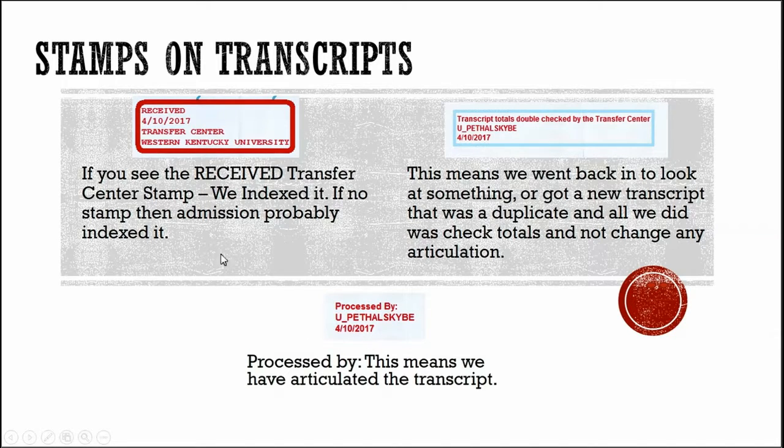Other stamps you might see will be our received stamp, meaning that we received this transcript in the transfer center and we indexed it to the student's record. Sometimes you'll also see the transcript total double check stamp. That just means that we have been in the record, we've looked at it, we've double checked something, but we didn't change any data.